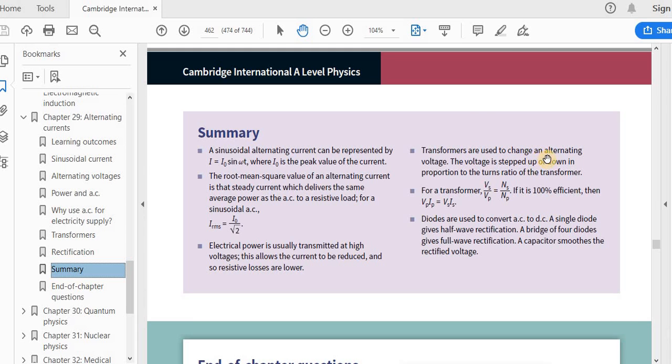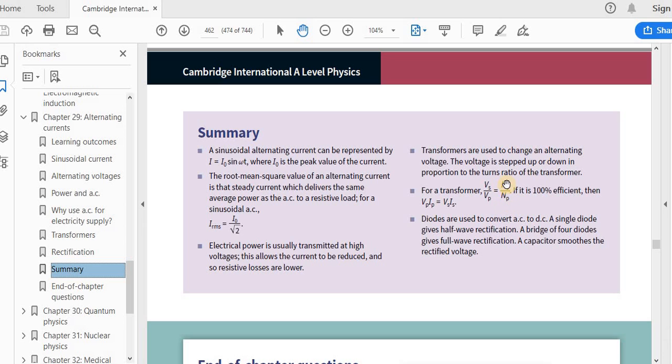Okay, transformers are used to change an alternating voltage. Now again, you can see the word alternating, because transformers won't work with direct current or direct voltage. So the voltage has to be changing. So if the current is changing, if it's alternating current, the voltage will also be alternating. The voltage is stepped up or down in proportion to the turns ratio of the transformer. That is what I told you before. You have learned this equation in the O-level class also. You can see the ratio of the voltages is equal to the ratio of the number of turns. S is the secondary coil, P is the primary coil. N is the number of turns in the secondary coil.